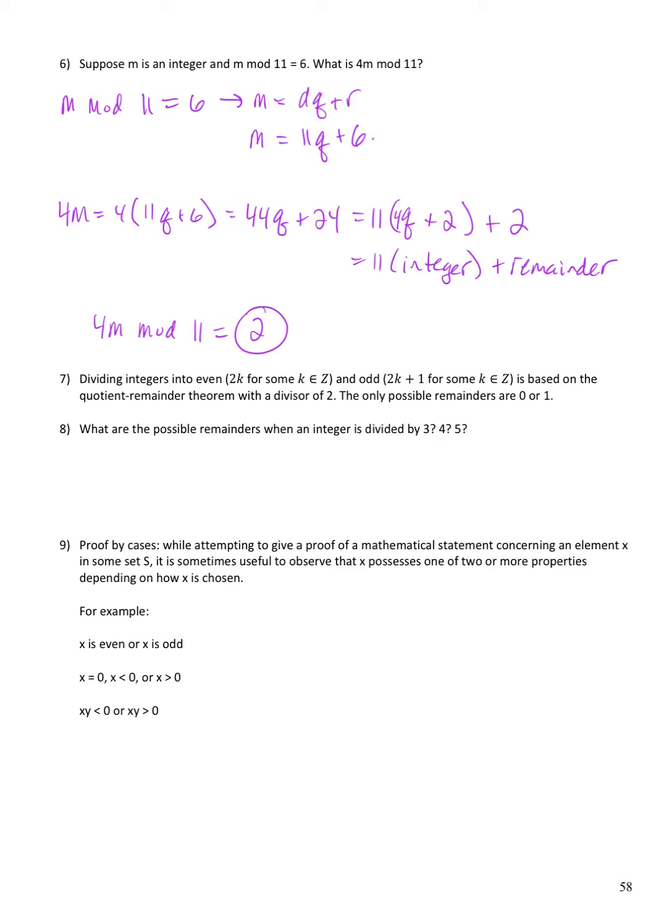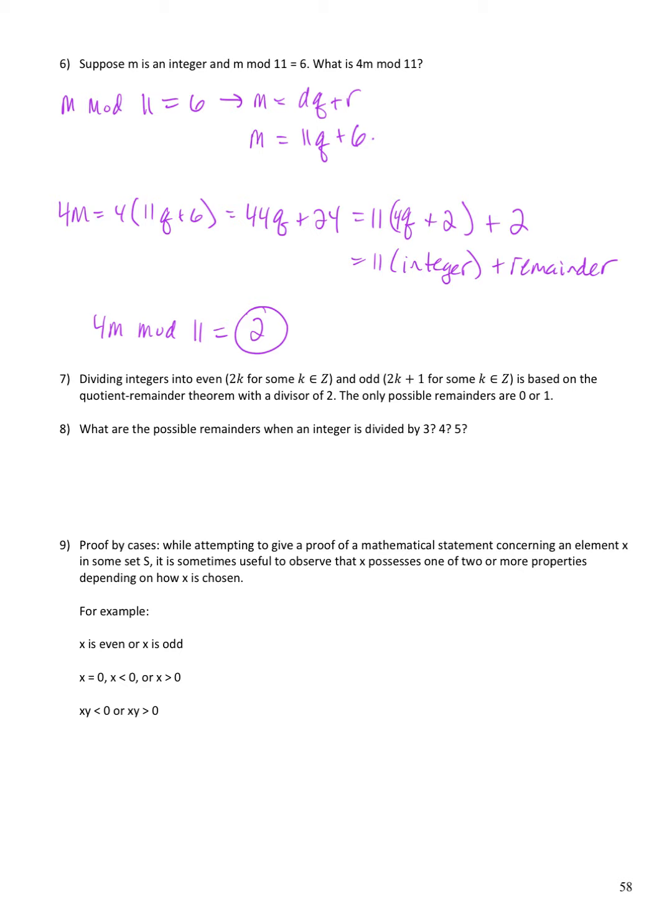Dividing integers into even, 2k for some integer k, and odd, 2k plus 1 for some integer k, is based on the quotient remainder theorem with a divisor of 2. The only possible remainders are 0, in which case you can write it as 2k, and 1, in which case you can write it as 2k plus 1. 2k plus 0 remainder, or 2k plus a remainder of 1.